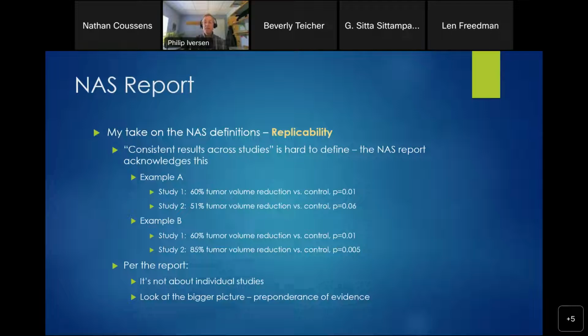But here's what's more important to me than focusing on individual studies, and the report says this too. It's not about individual studies. It's about the bigger picture. And we might say, to borrow a legal phrase, preponderance of evidence. That's more important than any individual study. And let's dig into that idea for a few minutes.